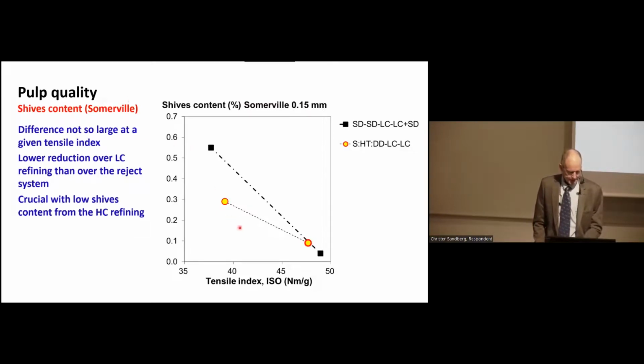What you can also see is that the reduction over the LC refiner is lower than what you have over the reject system in the reference process. And this implies that if you use LC refining only after high consistency refining, you have to have very low Shives content already from the high consistency refiners.